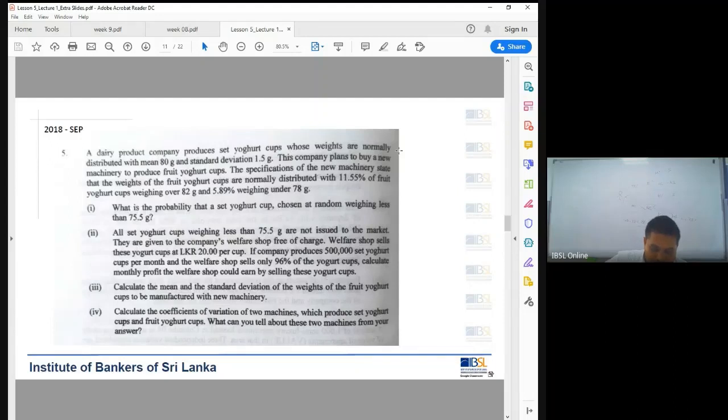The fourth one is asking the coefficient of variation of the two machines and asking us to draw a conclusion on which machine is better, the one that produces set yogurt or the one that produces fruit yogurt cups. What can you tell about these two machines from your answer? That means to find whether a particular machine is better than the other machine.